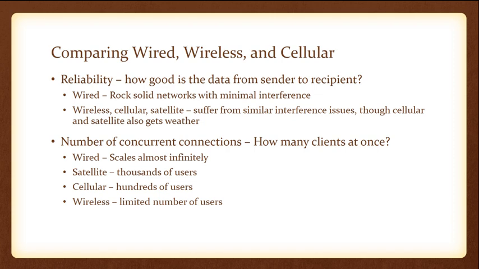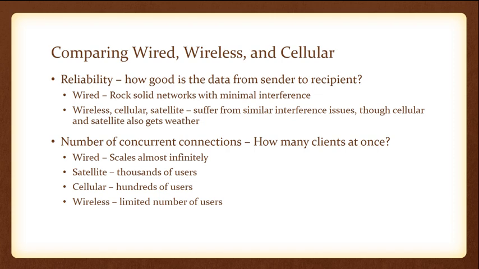The next category is the number of concurrent connections. And what I mean by this is how many clients can use this network at once. The simultaneous access by users. From best to worst, wired scales almost infinitely. As long as people are wired in, you can put as many concurrent connections on at the same time. You can have 5 people using the internet, 10 people using the internet. As long as they're all wired in, it's great.